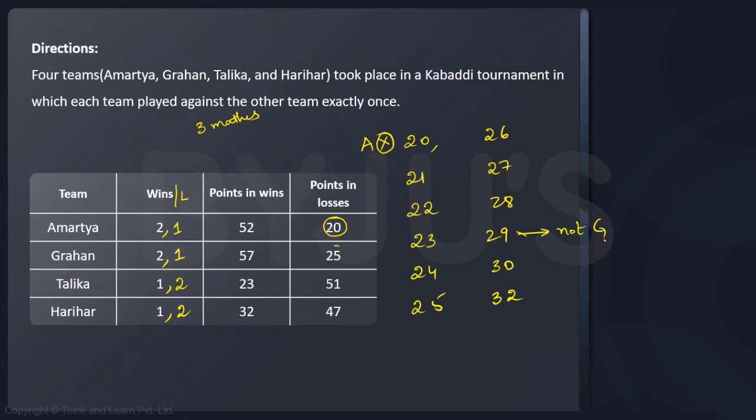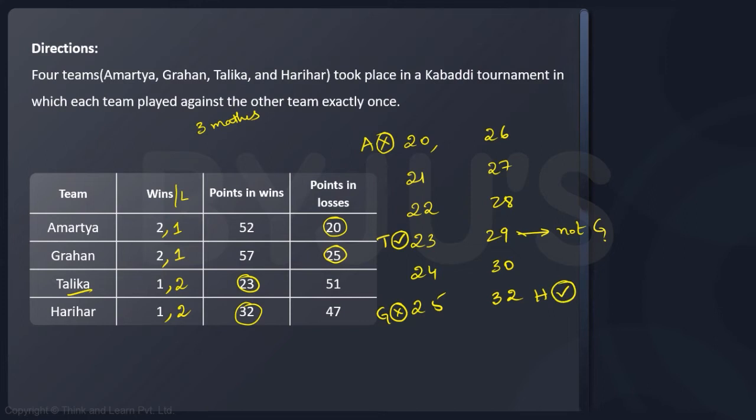Similarly, we can also fix this 25 very easily because it is only one match which Grahan is losing. So clearly Grahan should be 25 and Grahan lost this match. We can do the same thing for Talika and 23 very clearly. Talika has got 23 and has won the match, so a tick mark for T. Similarly, Harihar has 32 points, so this should be Harihar, and this is a tick because Harihar has won with 32 points.